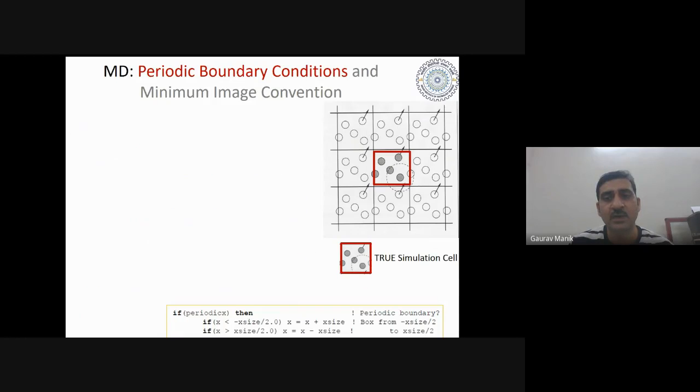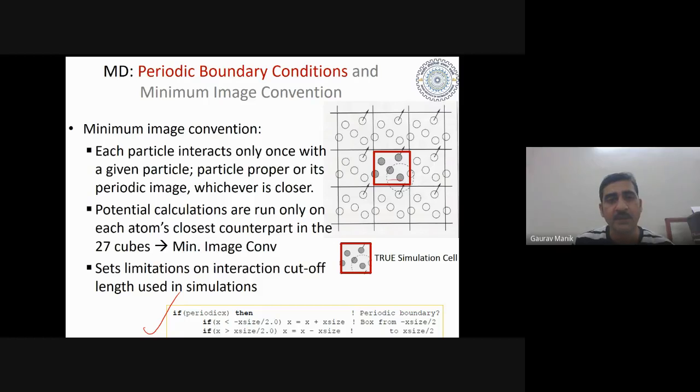This concept is also called the minimum image convention, and there is some computational jugglery that you employ in your periodic boundary conditions. So you keep on changing the positions of the particles through this computational method, given that you know the box size. So each particle interacts only once with a given particle. Potential calculations are run only on each atom's closest counterpart in 27 cubes. So this particle over here will not interact with all this cluster of particles. Okay, so you give a cutoff range for this particle so that it will interact with only a specific number of particles around it.